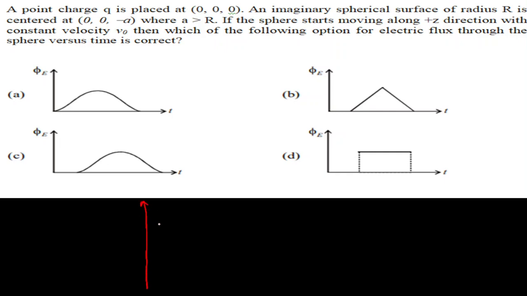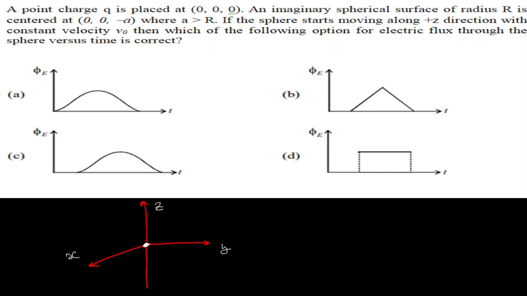Let's say this is our z-axis. This point is z equals 0, and a point charge is placed at the origin. That means 0, 0, 0 here. This is the y-axis, this is the x-axis, this is the z-axis, and we place a point charge at 0, 0, 0, that means at the origin, at this point. Okay, point charge q at this point.